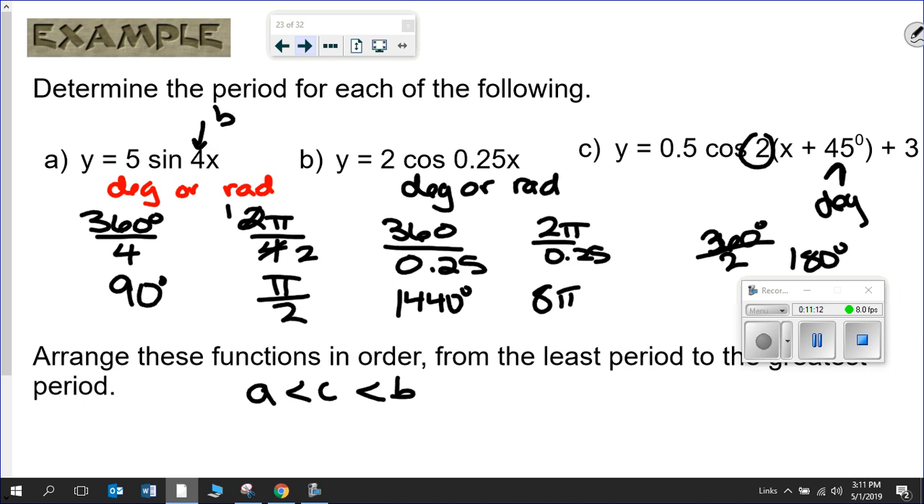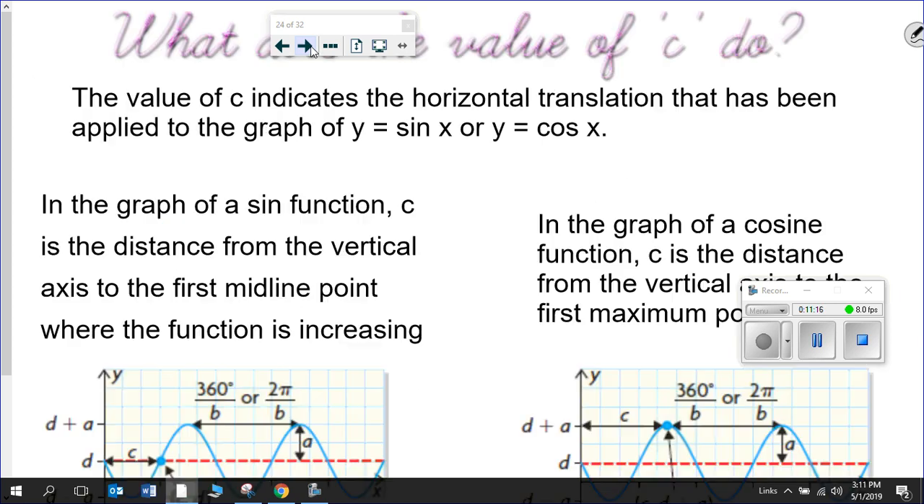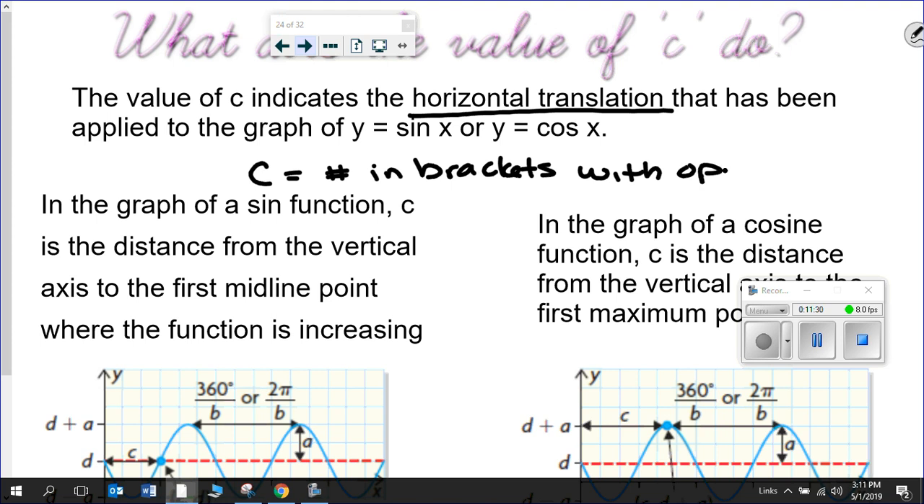One more now. We have done A, we've done B, we've done D. Last but not least, it is C. C tells you a horizontal translation. C is the number in the brackets with an opposite sign. Just like you would have done with parabolas in grade 11 and slope point form in grade 10, when you find things in brackets, you take the opposite sign.